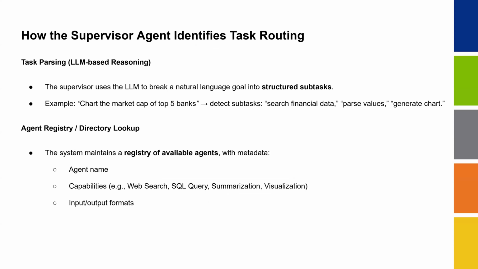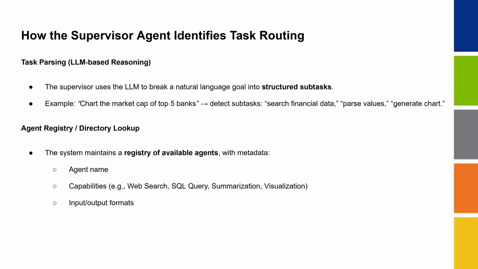So how does the supervisor agent identify task routing? Task parsing is LLM-based reasoning. The supervisor agent uses the large language model to break a natural language goal into structured subtasks. For example, chart the market cap of the top 5 banks. It is broken into individual subtasks, and the agent detects those subtasks. You will see in the lab how the self-detection happens. The subtasks would be searching financial data, parsing values, and generating the chart.